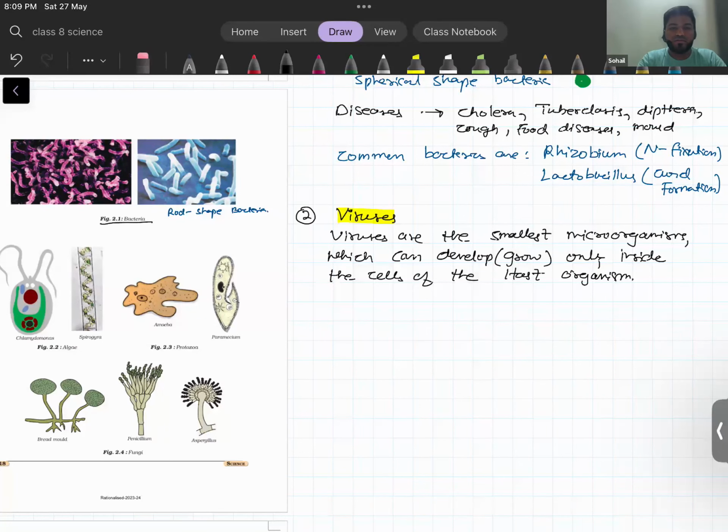The important fact is that they are the smallest microorganisms. And when they are found in nature, they do not show any characteristics of a living organism. They appear to be dead, they do not show any motion, and none of the metabolic activities can be observed in their bodies. If you observe the cells of a living organism, you will see that various functions are ongoing inside the cell.